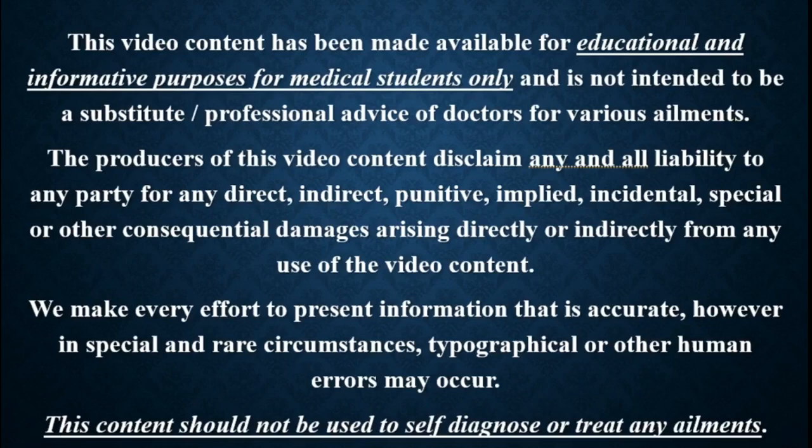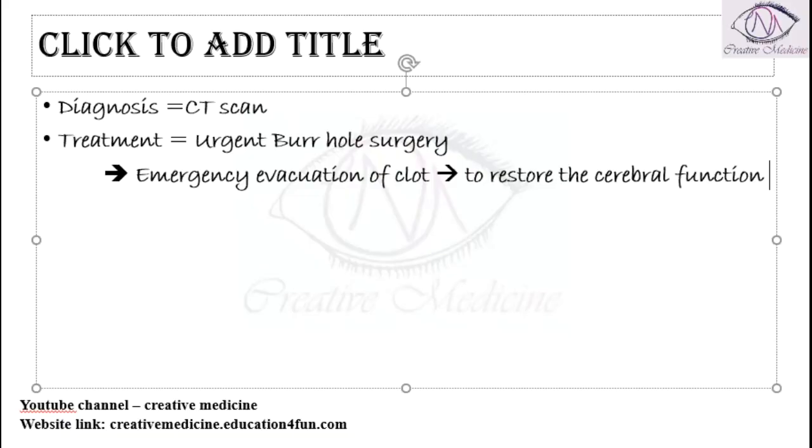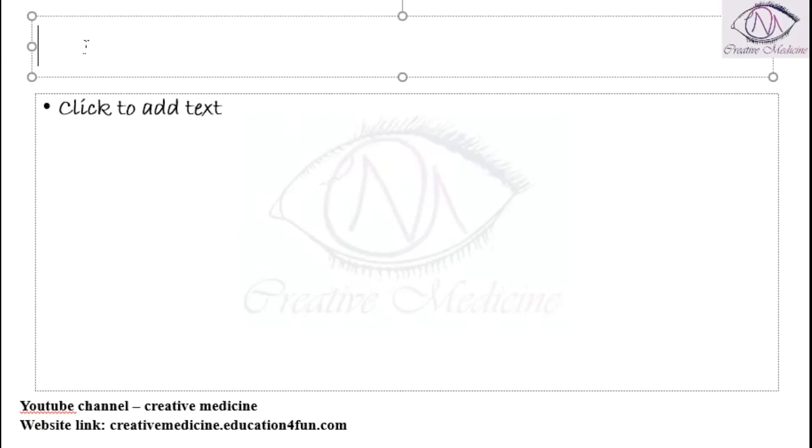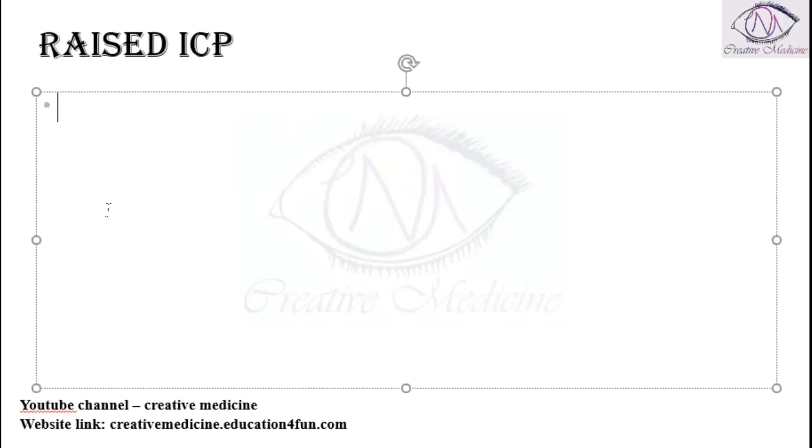In this lecture, we will learn about the conditions where there is raised intracranial pressure and what you do about it. Now, what is the normal intracranial pressure? Normal intracranial pressure is almost 0 to 10 millimeters of Hg.